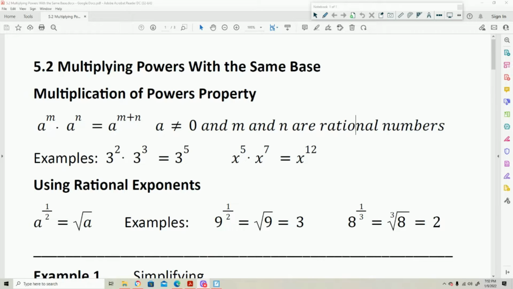Now 8 to the 1/3 is the cube root of 8. The 3 goes here, it's the cube root, not the square root anymore. That means a number multiplied 3 times equals 8. What number is that? Well, 2 times 2 times 2 is 8, so 2 is the cube root of 8. And that takes care of just the intro to what we're doing today.